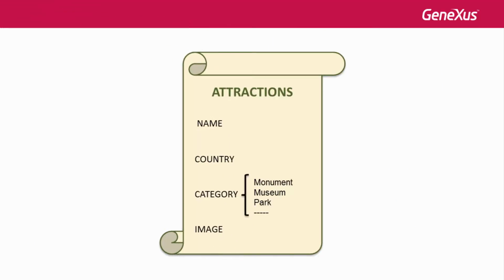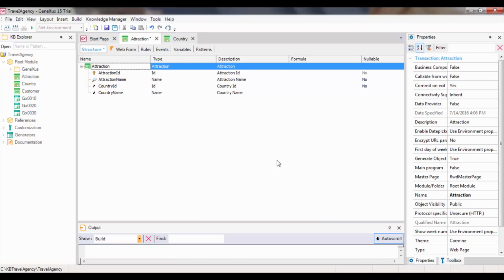Let's continue to represent more features of the travel agency's reality. We've been told that every attraction has an associated category to indicate if it's a monument, a museum, a park, and so on. And here we have the same situation that we saw with countries. We will create a categories transaction and assign the attractions categories. Let's do it now.